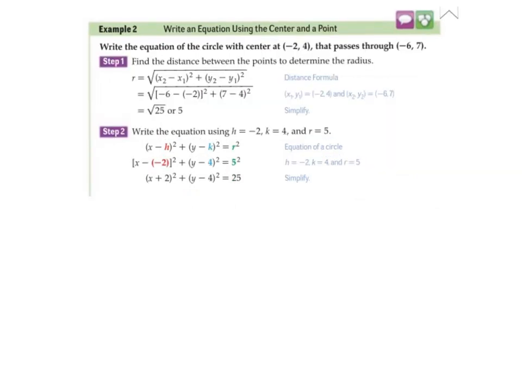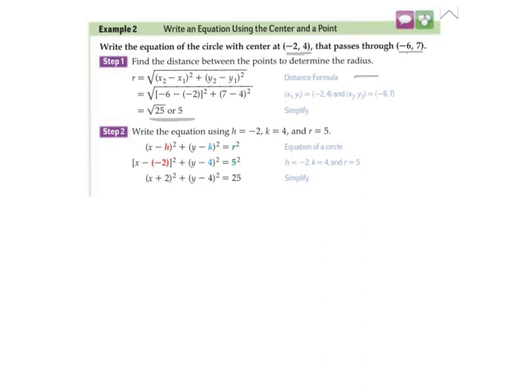Alright, so the difference between example 1 and example 2, this time you are told that the centre is at -2, 4, and it must go through a point -6, 7. The only thing that's not been given is the radius. So the first thing you have to do is use the distance formula in order to find the radius. So there's your distance formula, if you then substitute in x1, y1 and x2, y2, eventually you will finish up with the fact that the radius is 5.